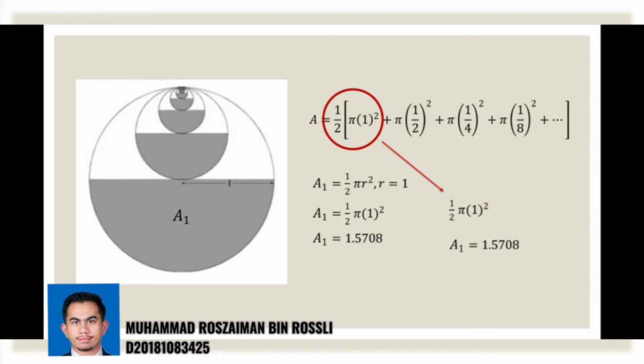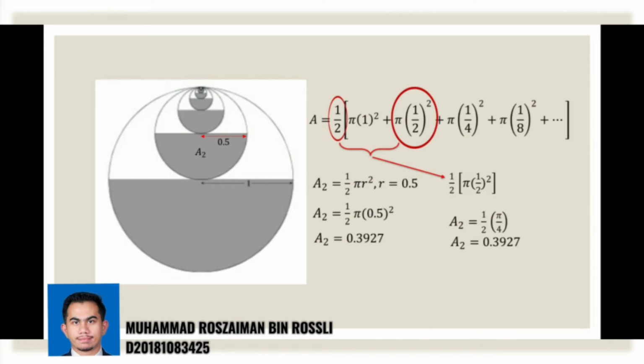Okay, let's test it. If we make A1, we know r is equal to 1. So we put it into the normal formula. To answer A1, we got 1.5708. When we use the formula, from my formula, we can see the answer is the same. So I can say this is true. Okay, let's try the next one.